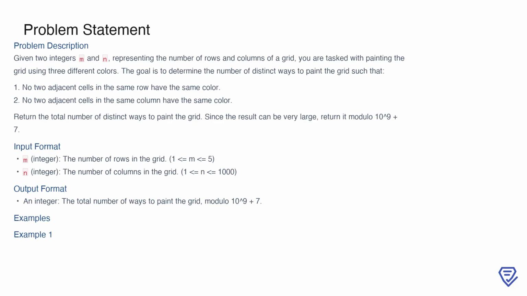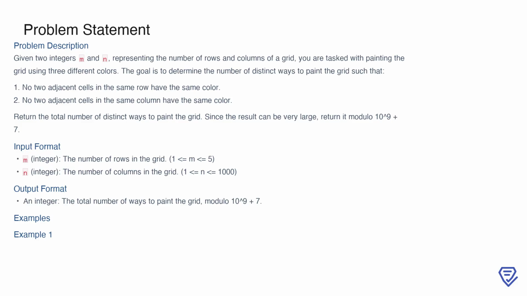In this problem, we are tasked with painting a grid consisting of m rows and n columns using 3 different colors. The rules for painting are straightforward yet restrictive. No 2 adjacent cells in the same row or column can share the same color. This means that, for any pair of adjacent cells, whether horizontal or vertical, each must be painted a different color. The challenge is to determine the total number of valid ways to paint such a grid, given the constraints.